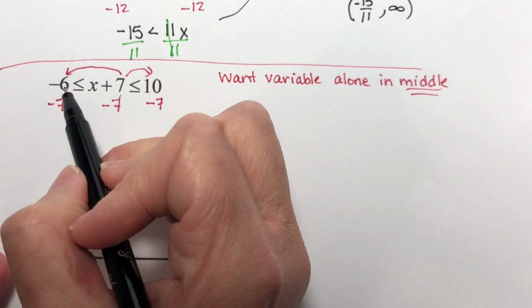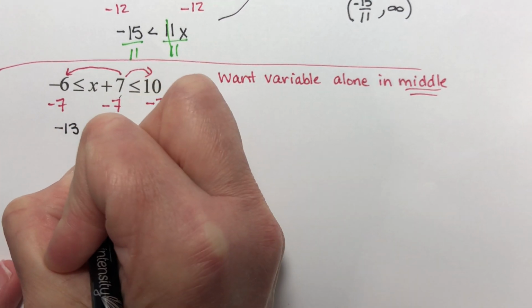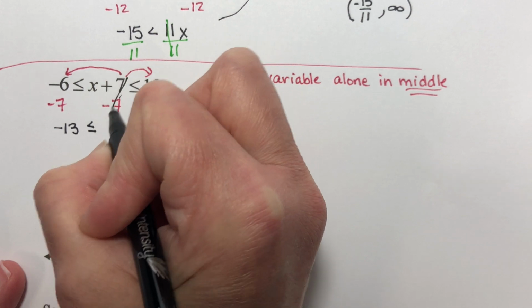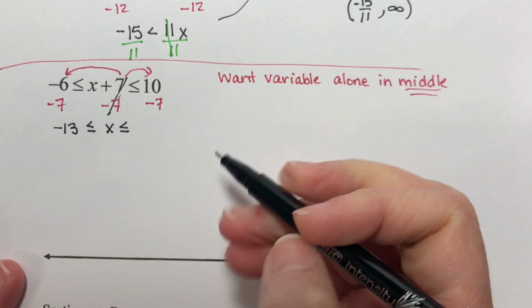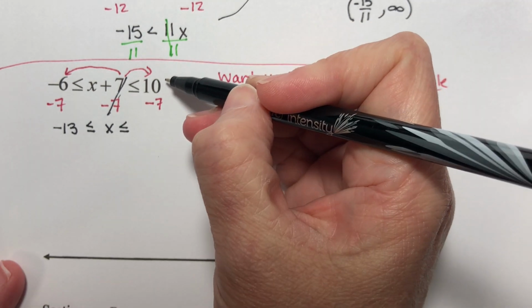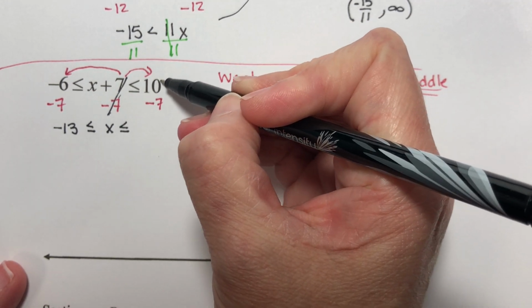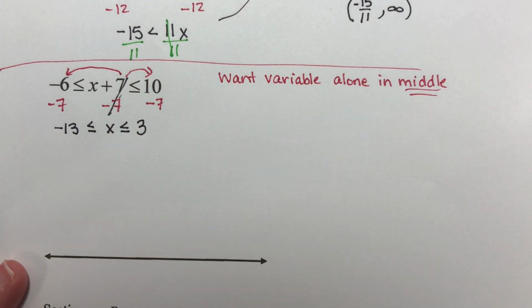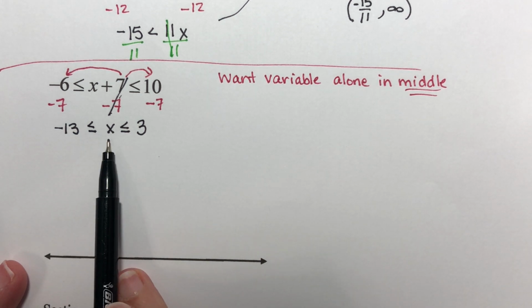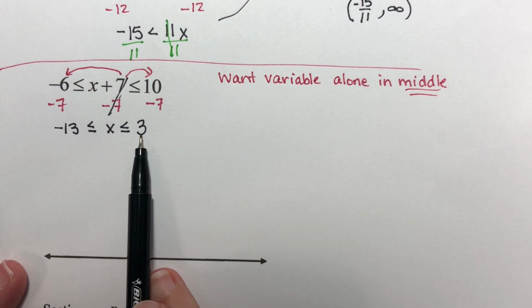This gives me negative 6 minus 7 is negative 13, less than or equal to, that canceled out, x, is less than or equal to, that's thunder, I apologize for that. Well, it's not my fault, but it's in the recording. 10 minus 7 is 3. Okay? So my variable is literally between negative 13 and 3.